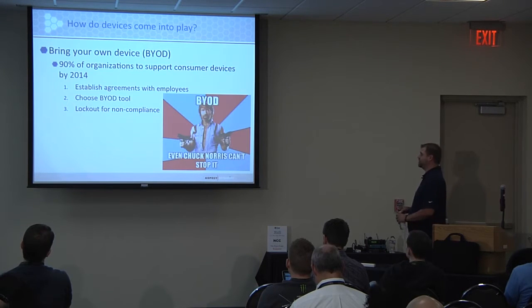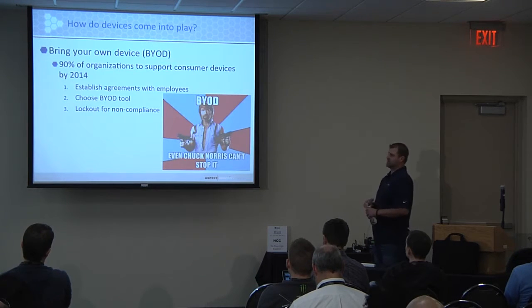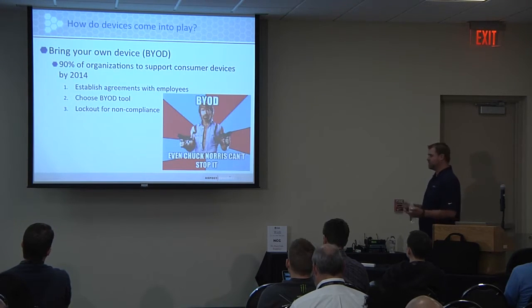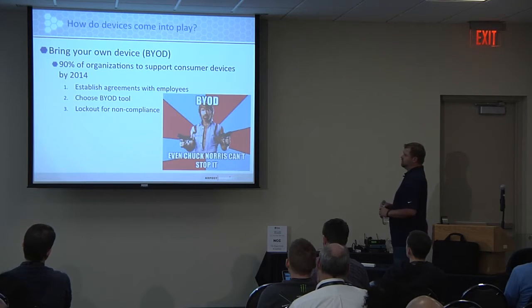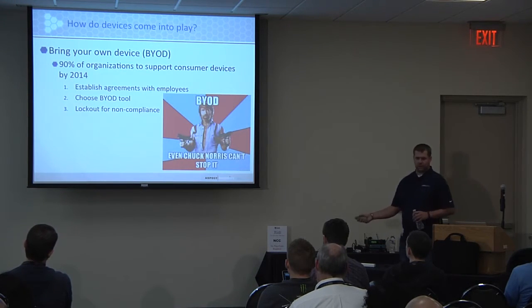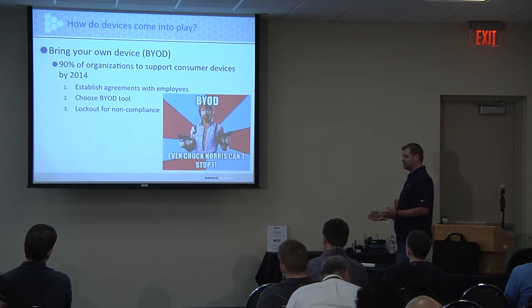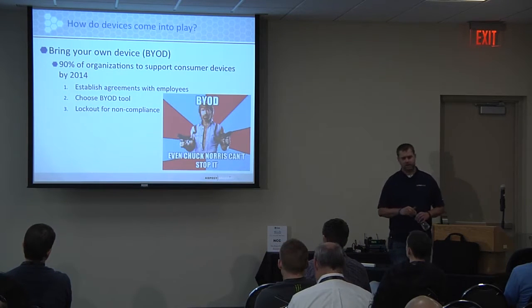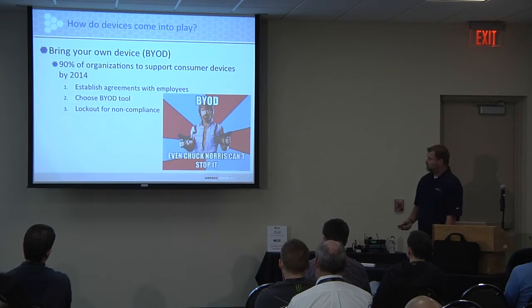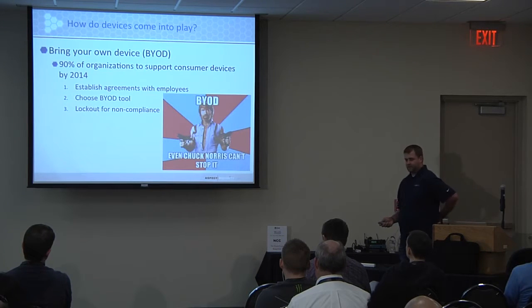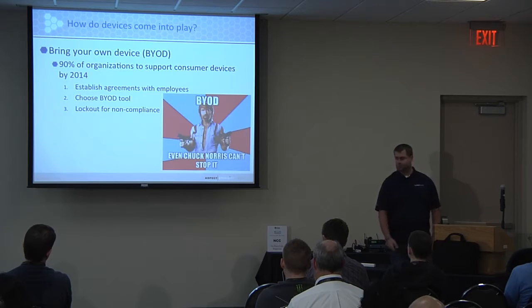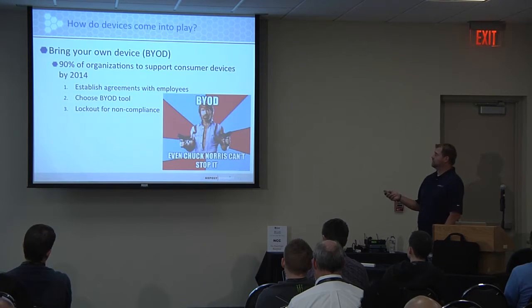BYOD would be the first one that came to mind. You're not going to stop it. You're just going to have to embrace it. Everyone wants to use what they want to use. There's people who love Android, people who love iOS. So establish agreements with your employees, right? That's the only way to really go about establishing appropriate BYOD. Choose your tool. You've got to choose some tool to manage that, depending on what you want to give employees access to through BYOD. And lock out for any non-compliance, right? They've agreed to something. If they jailbreak or root their phone and you tell them not to, lock them out and don't let them use it, right? They had their choice, or their option to use it, and they didn't listen. It's as simple as that, really.